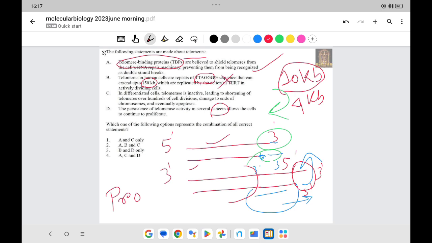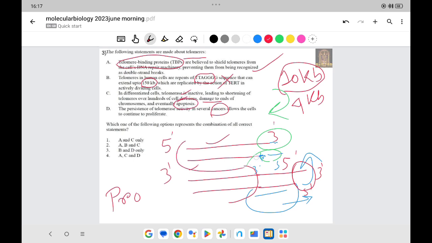The next one is that in differentiated cells, telomerase is inactive, leading to shortening of the telomeres. That is true. The shortening of the telomeres will happen over hundreds of cell divisions, and it will damage the ends, and eventually the cell will go to apoptosis. Like I told you here, no?